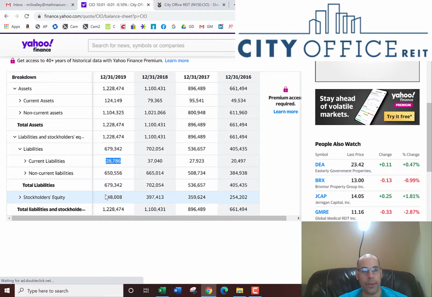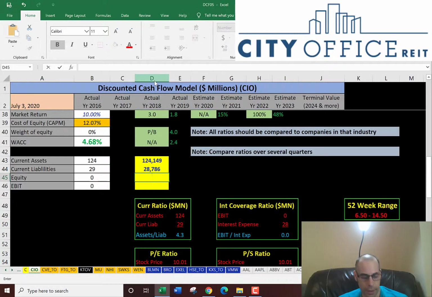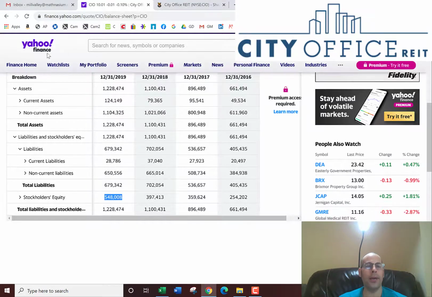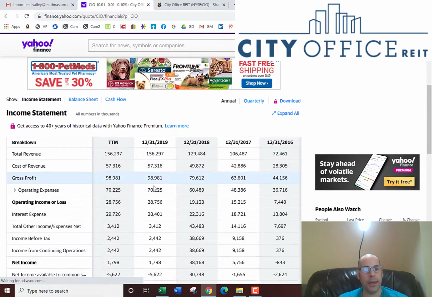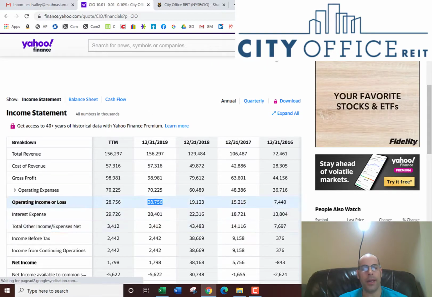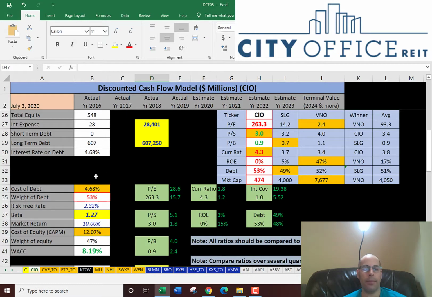And let's get their equity. That's the total assets minus total liabilities. That's $548 million. And their EBIT is their earnings before interest and taxes, or operating income. That's what they call it on the income statement. And that's $29 million.